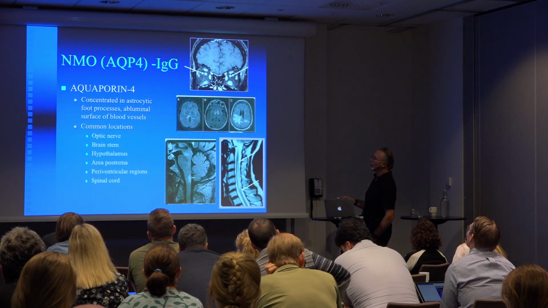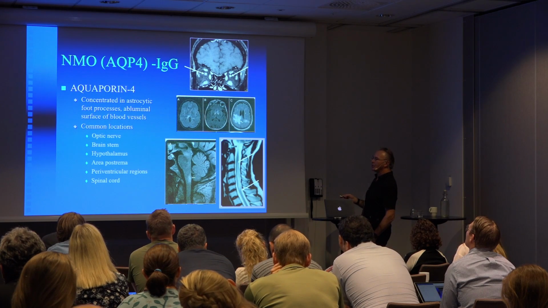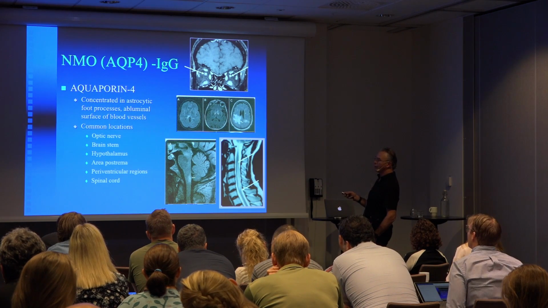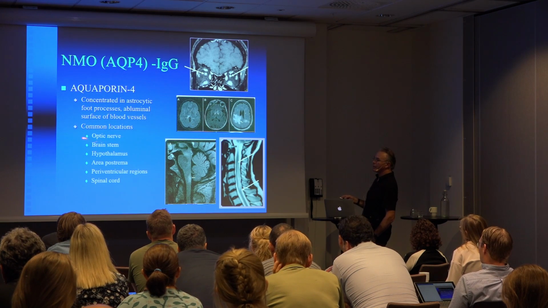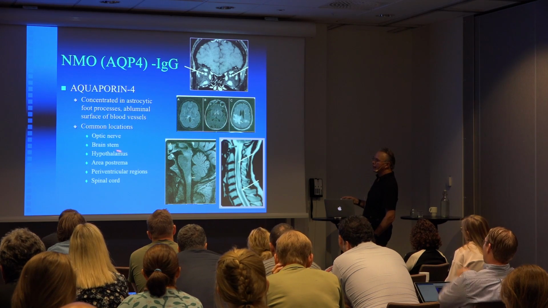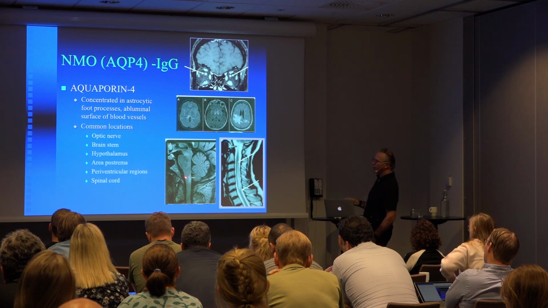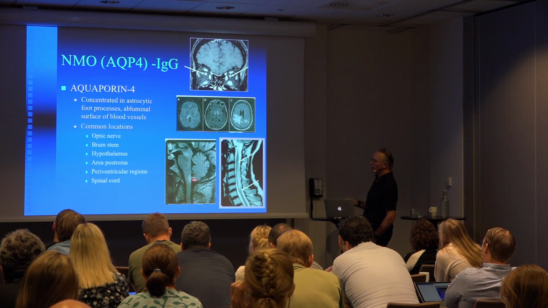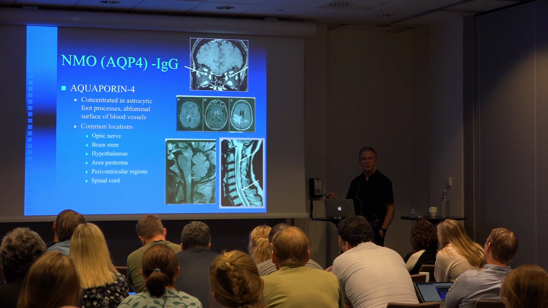The chemical that the antibody is directed against is concentrated in certain areas, and it makes for certain syndromes that we don't usually see in MS, although there's some overlap. So the optic nerves are common. The brainstem is common. Both of those are pretty common in multiple sclerosis as well. But hypothalamus, and particularly this area postrema, this area of the medulla below the pons here, is a common area for involvement. And you guys know the area postrema syndrome.